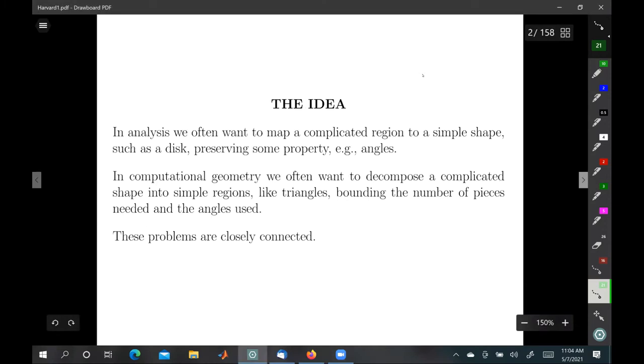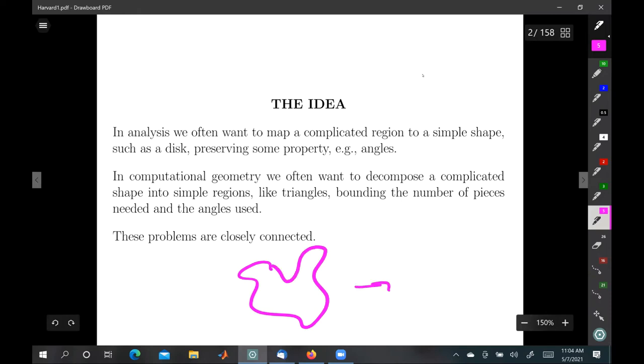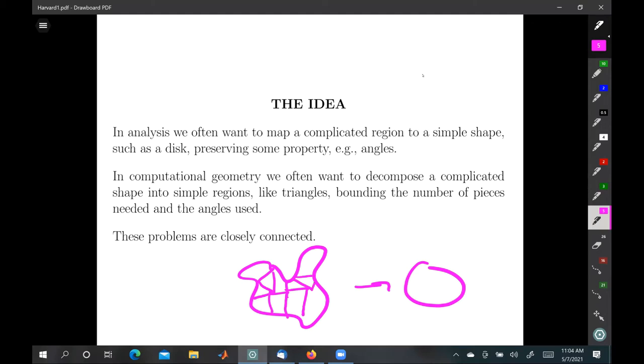So the plan for today, the idea is that in analysis, I'm a complex analyst, and we often want to map some complicated region to something simpler. So there's the Riemann mapping theorem that says you can map any simply connected planar domain to a disk. And that's an example of mapping a complicated domain to a simpler one. In computational geometry, the problem is often to take a complicated region and break it up into pieces that are relatively simple, like triangles or quadrilaterals. And the theme for the two talks is that these two problems are the same or very closely related in any case.